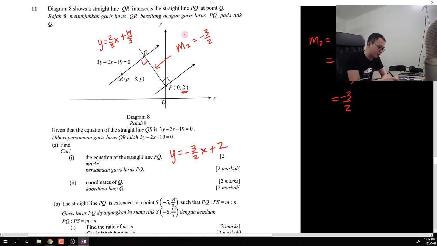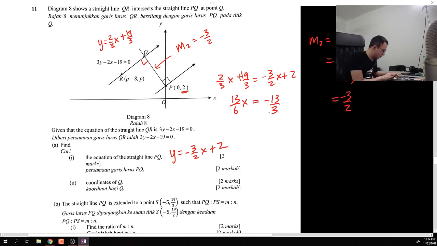Q is the intersection between these two equations, right? Sub into each other, that means 2 over 3x plus 19 over 3 equals negative 3 over 2x plus 2. Alright, so then I will do this one. 2 over 3 plus 3 over 2, so I got 13 over 6x equals 2 minus 19 over 3, which is negative 13 over 3. Then I multiply by 6 over 13. X equals negative 2.